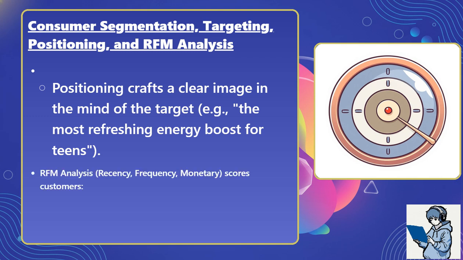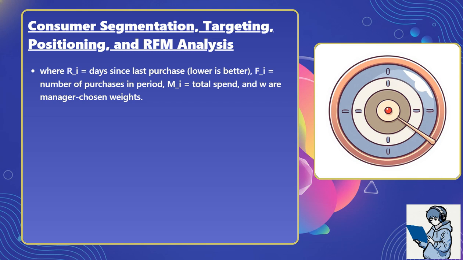RFM analysis, recency, frequency, monetary, scores customers. RFM_i equals W_R times R_i plus W_F times F_i plus W_M times M_i, where R_i equals days since last purchase, lower is better. F_i equals number of purchases in period. M_i equals total spend, and the W are manager-chosen weights. High RFM scores identify loyal, high-value customers for special offers.